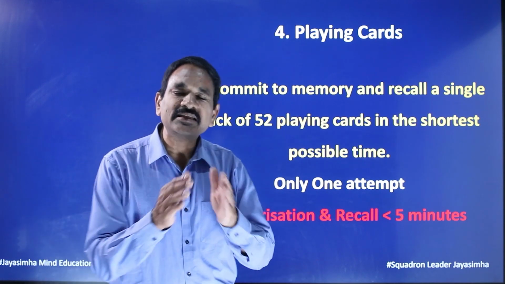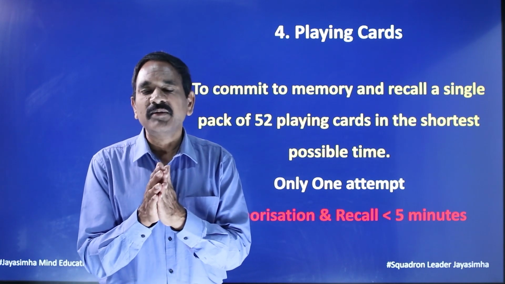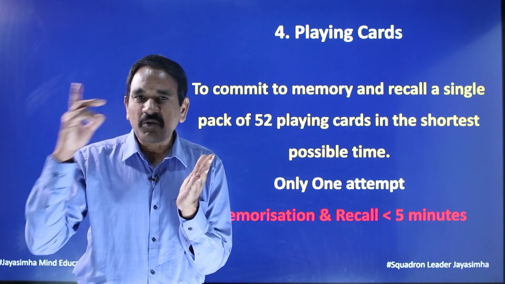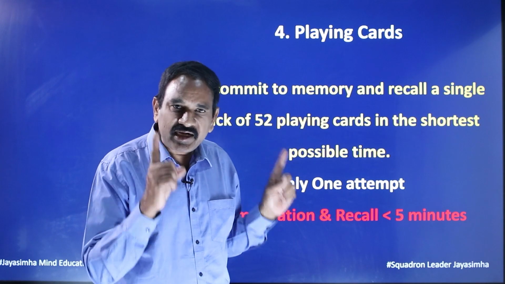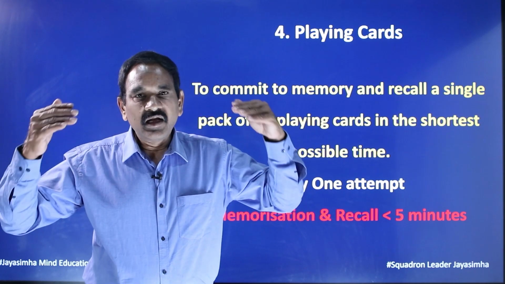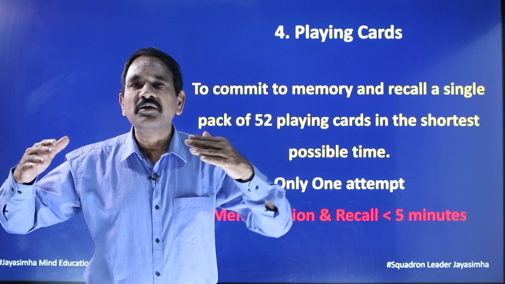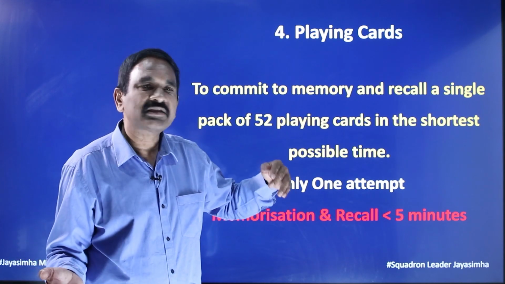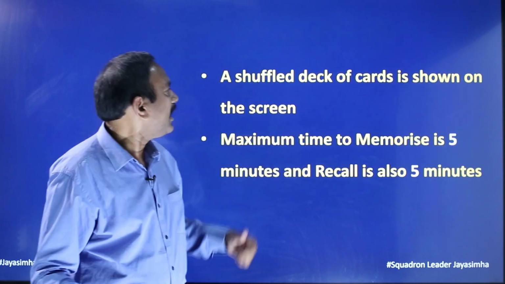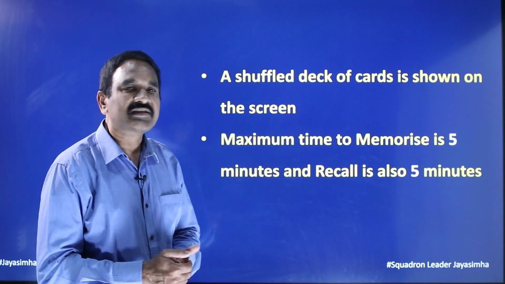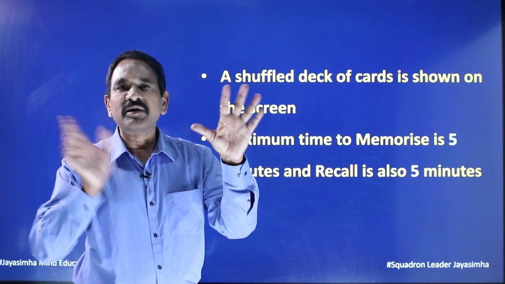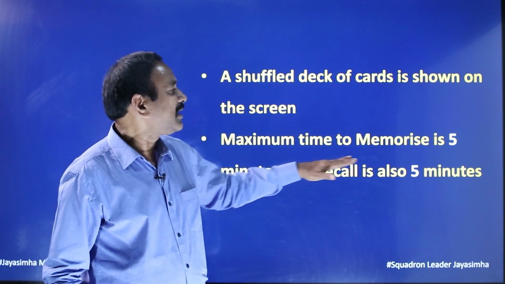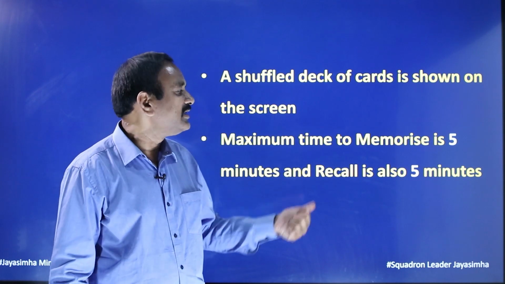Memorization and recalling time is 5 minutes maximum. For other disciplines, memorization is 5 and recalling 10, but for playing cards alone, memorization 5 and recalling also maximum 5. So you can't go beyond that. Otherwise, the screen will automatically disappear, right? A shuffled deck of cards is shown on the screen, all of them shuffled, not in the same sequence. The maximum time to memorize is 5 minutes, and recalling is also 5 minutes.